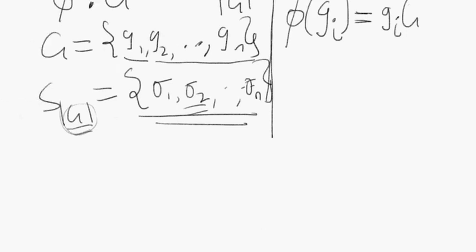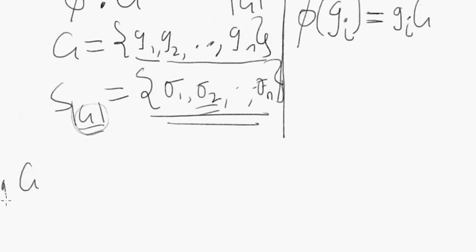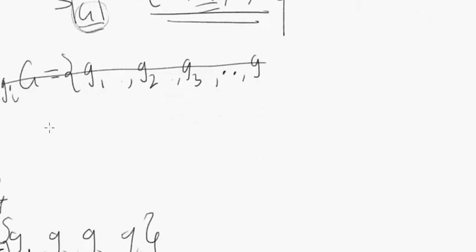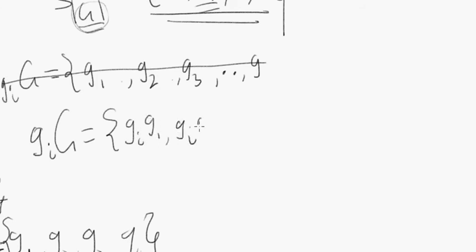Let's write it down again to be really clear. Gi·G is just, as we said before, going to be G1·G, G2·G, G3·G, all the way up to Gn·G. Big mistake. Let's erase all of this. Actually, too lazy to erase everything. So we have Gi·G. That's just, we said, the same as multiplying Gi by every element of the group: Gi by G1, Gi by G2, and so on, Gi by Gn.